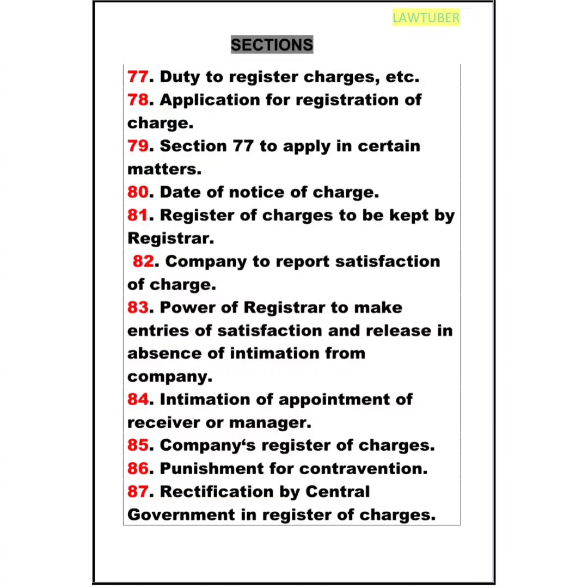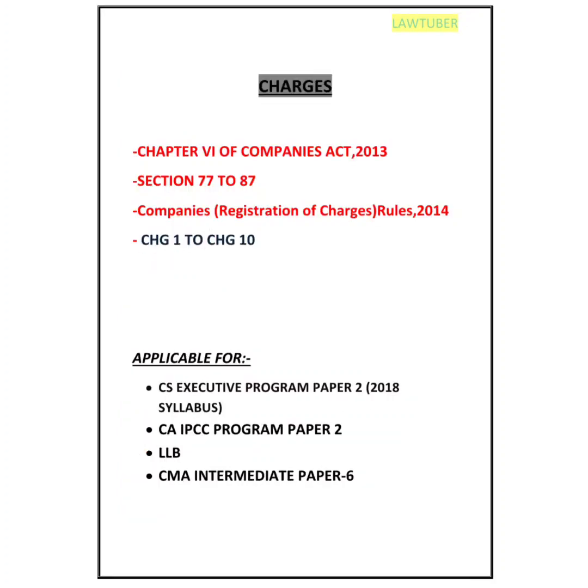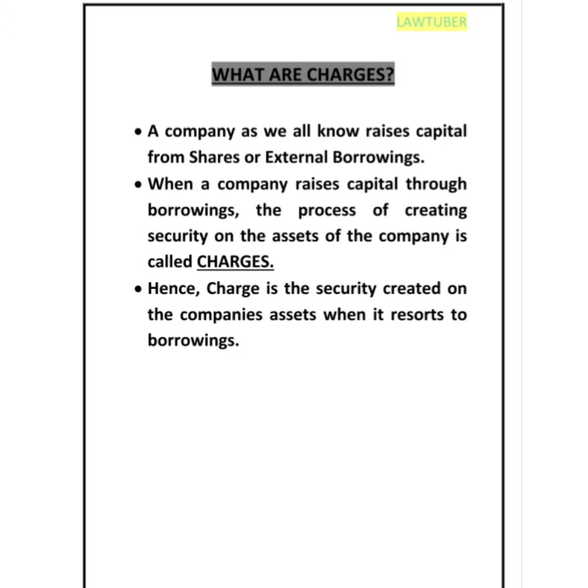So as usual, a quick revision before I close this video. Charges, Chapter 6 of Companies Act 2013, Sections 77 to 87. The forms we'll be dealing with are CHG 1 to CHG 10, and this is applicable for CS Executive, CA IPCC, LLB, CMA Intermediate, etc. So what is the word charges? When a company resorts to external borrowings, that means when it goes to external parties to raise capital, the process of creating security on the assets of the company is called charges.